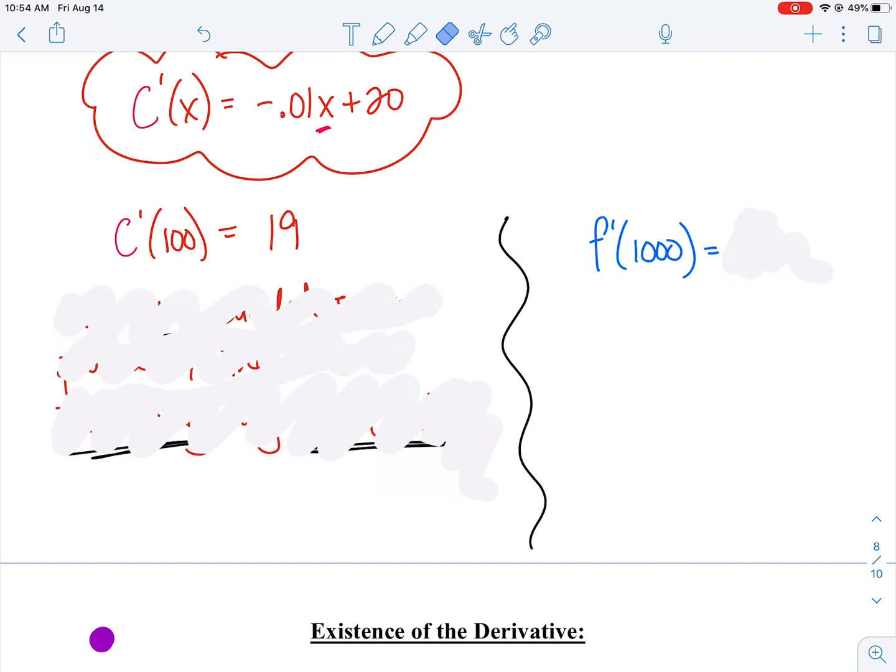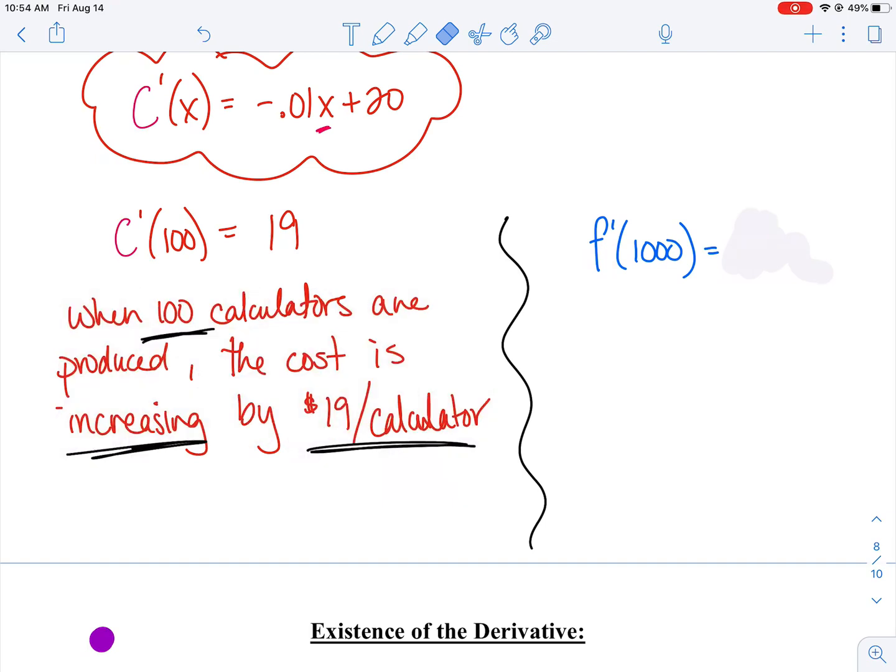I ended up getting 19. So what would that mean? What would your interpretation for the meaning of this 19 be in context to the problem? And let's look for three things. When is this happening? What is happening? And what is your answer with correct units? The three things. All right, I said when 100 calculators are produced, the cost is increasing by $19 per calculator.